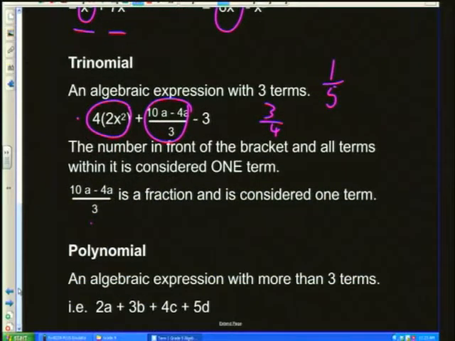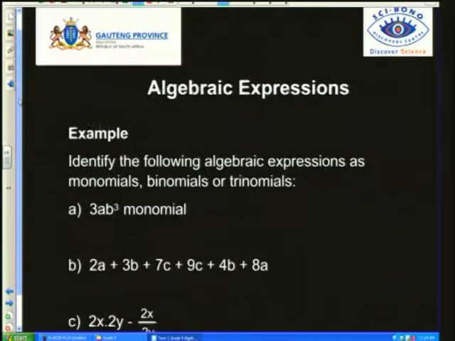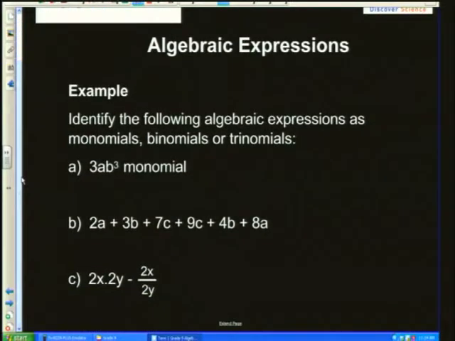with the polynomials. An algebraic expression with more than three terms will be a poly. So poly means more, hey? Means a lot. So if we have more than three terms, it means that it is a polynomial. And there I've got four different terms. Do you see that they all have different bases? A, B, C, D. And that indicates to us that they are different terms. Okay. Now here an example.